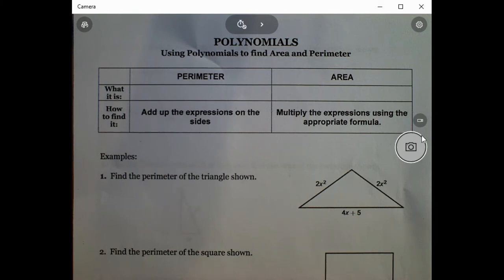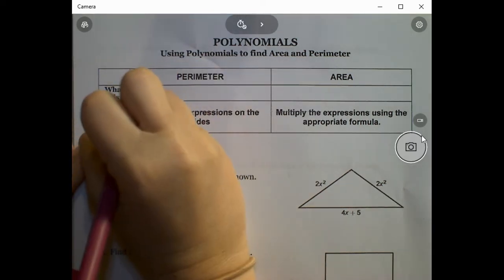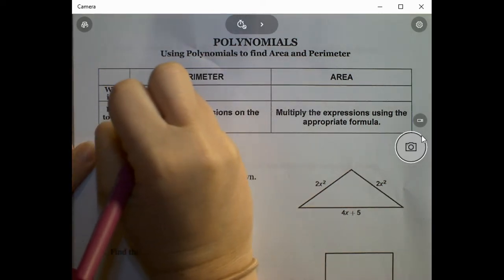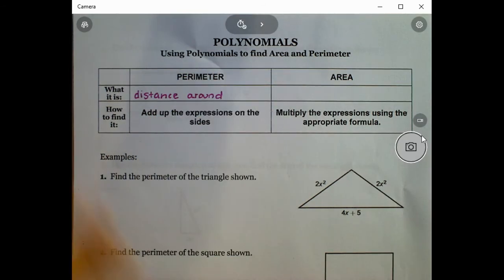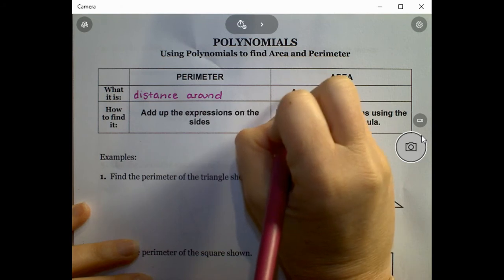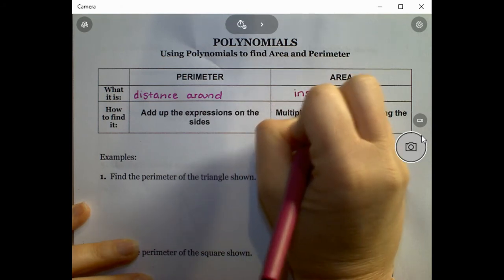So, polynomials, we're going to use them to find area and perimeter. Perimeter is the distance around something. Think of it like a fence around a yard. That's perimeter. The area is kind of the amount of space. I'm just going to write the inside. Hopefully that helps you remember.